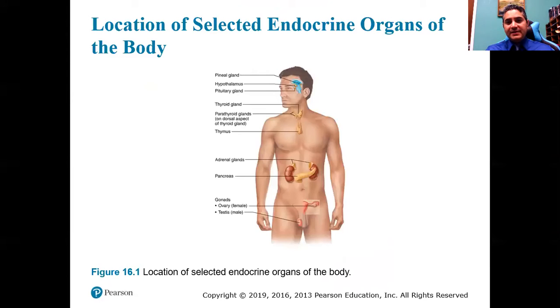Here, let's take a look at some of the endocrine organs: pineal, hypothalamus, pituitary, thyroid, and then posterior to the thyroid, we have the parathyroid glands, usually 4 parathyroid glands, and we have the thymus, the adrenal glands above the kidneys, we have the pancreas, and gonads, ovaries, and testes.